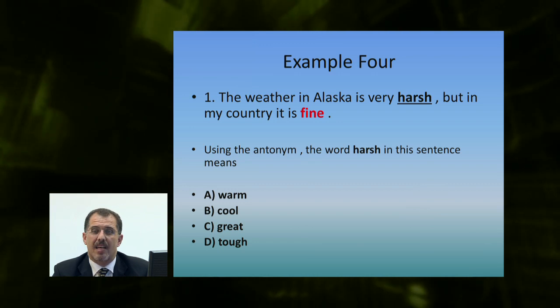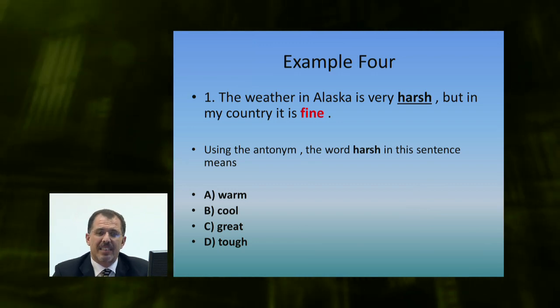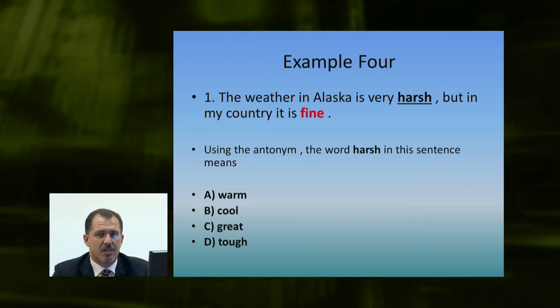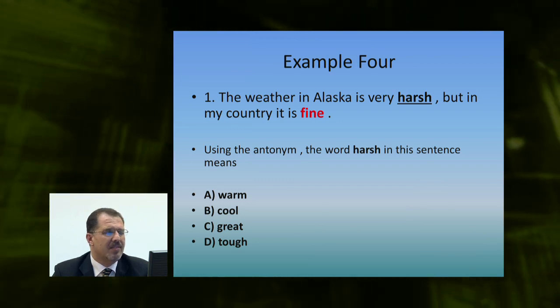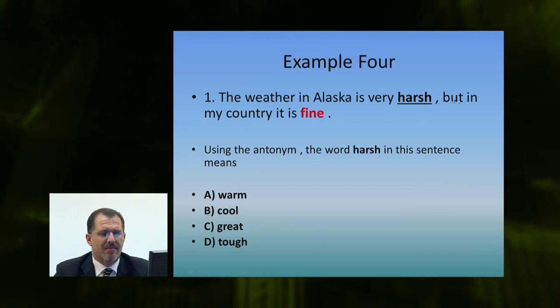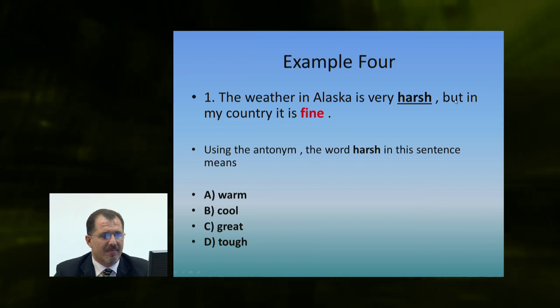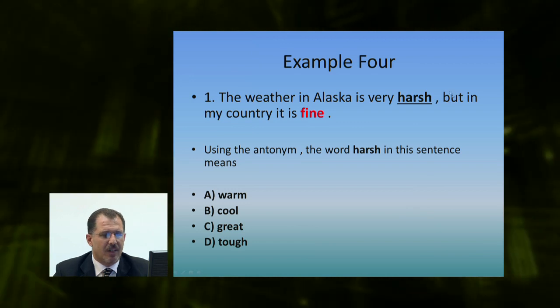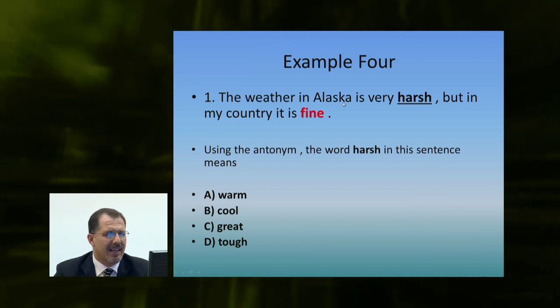The weather in Alaska is harsh, but in my country it is fine. Using the antonym, the word harsh in this sentence means warm, cool, great, tough. Let's read the sentence again. The weather in Alaska is very harsh, but in my country it is fine. Take into consideration that we have this word, but. If it is fine in my country and we have but here, try to guess the meaning of harsh. The weather in Alaska is very harsh. So try to guess. What do you think?